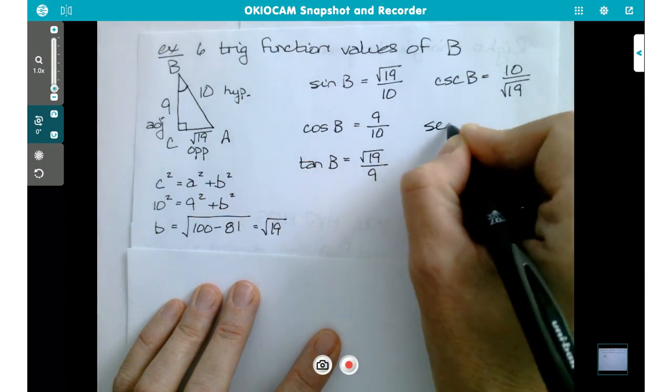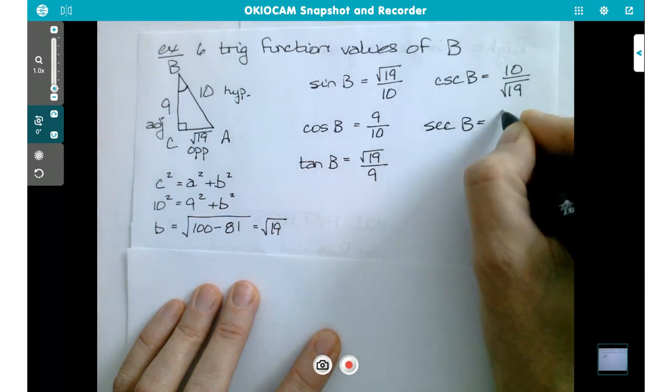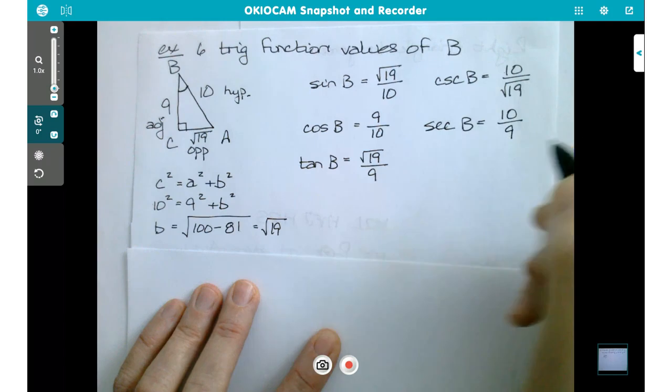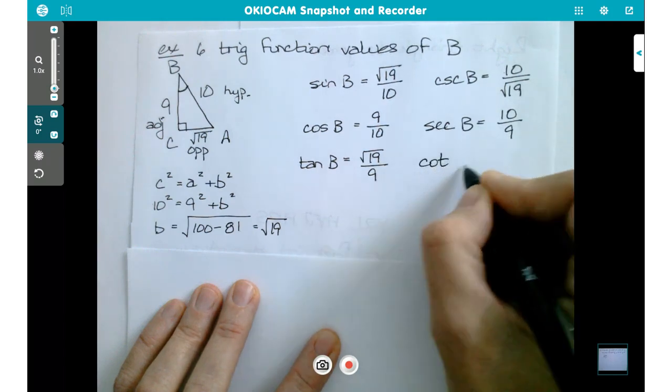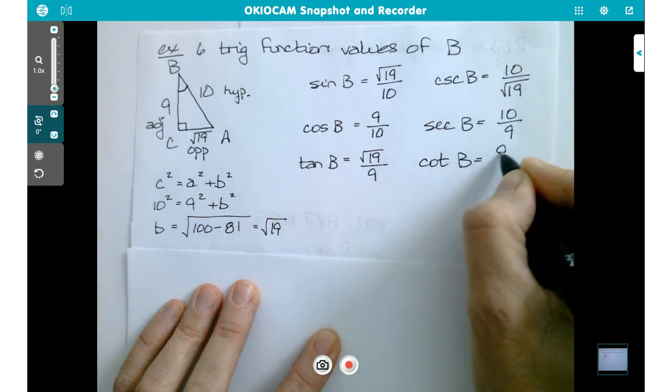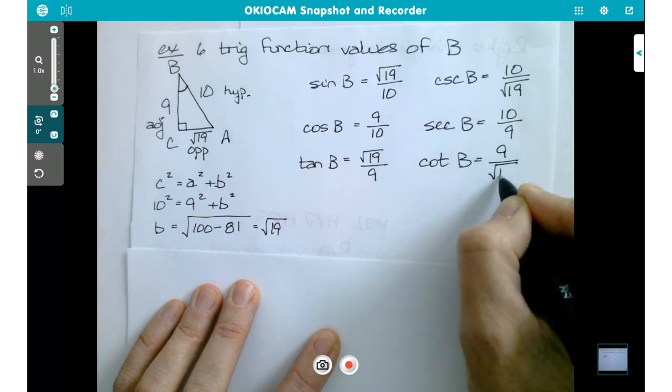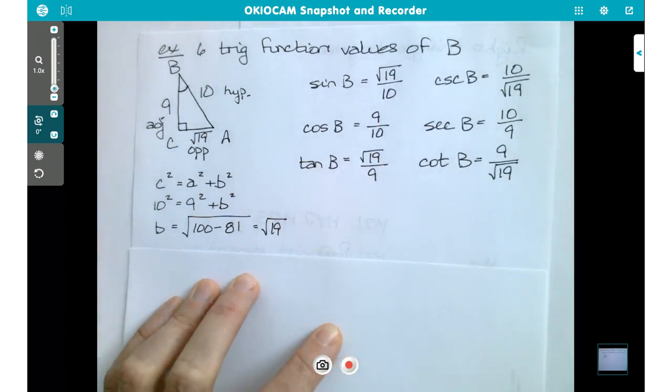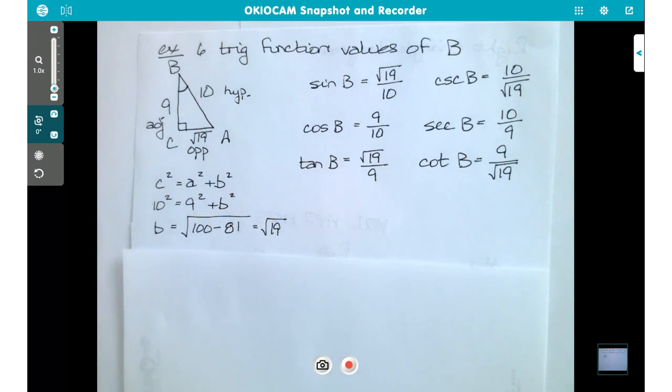The secant, the reciprocal of the cosine, and the cotangent. And again, you can rationalize it if you want to, but you definitely don't have to. And there we go, 6 trig functions for angle B.